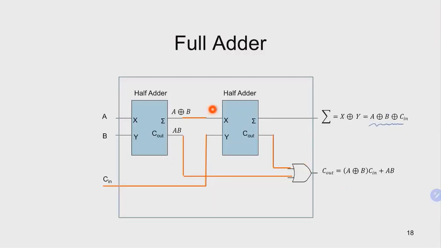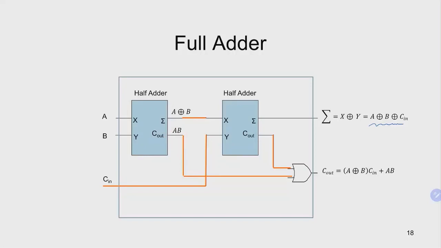And if we build our full adder using half adders, so our half adder has 2 inputs and 2 outputs, and the sum output is an exclusive OR of the 2 inputs, and then the carry output is just an AND of our 2 inputs.